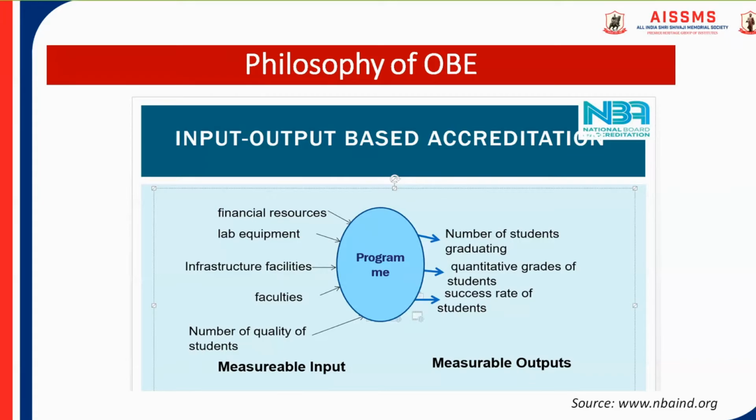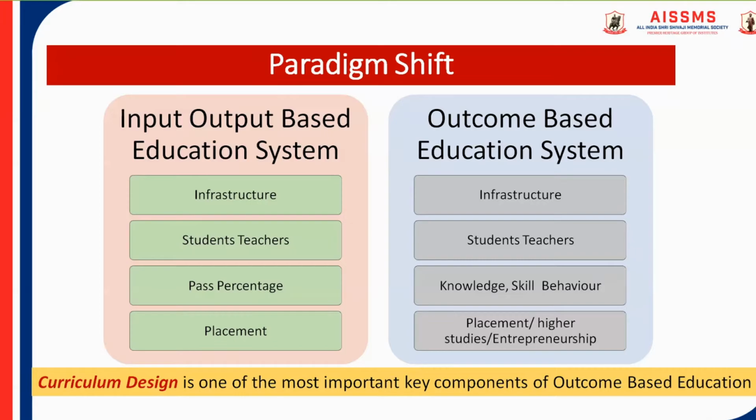Moving on to the second slide, we have a comparison between the previous input-output based education system and the outcome-based education system. If you look at this slide, when we talk about infrastructure, it remains the same. When we talk about teachers and students, both are the same. Then in the previous format, it was the pass percentage. The focus was only on how many students passed out from that particular institute.